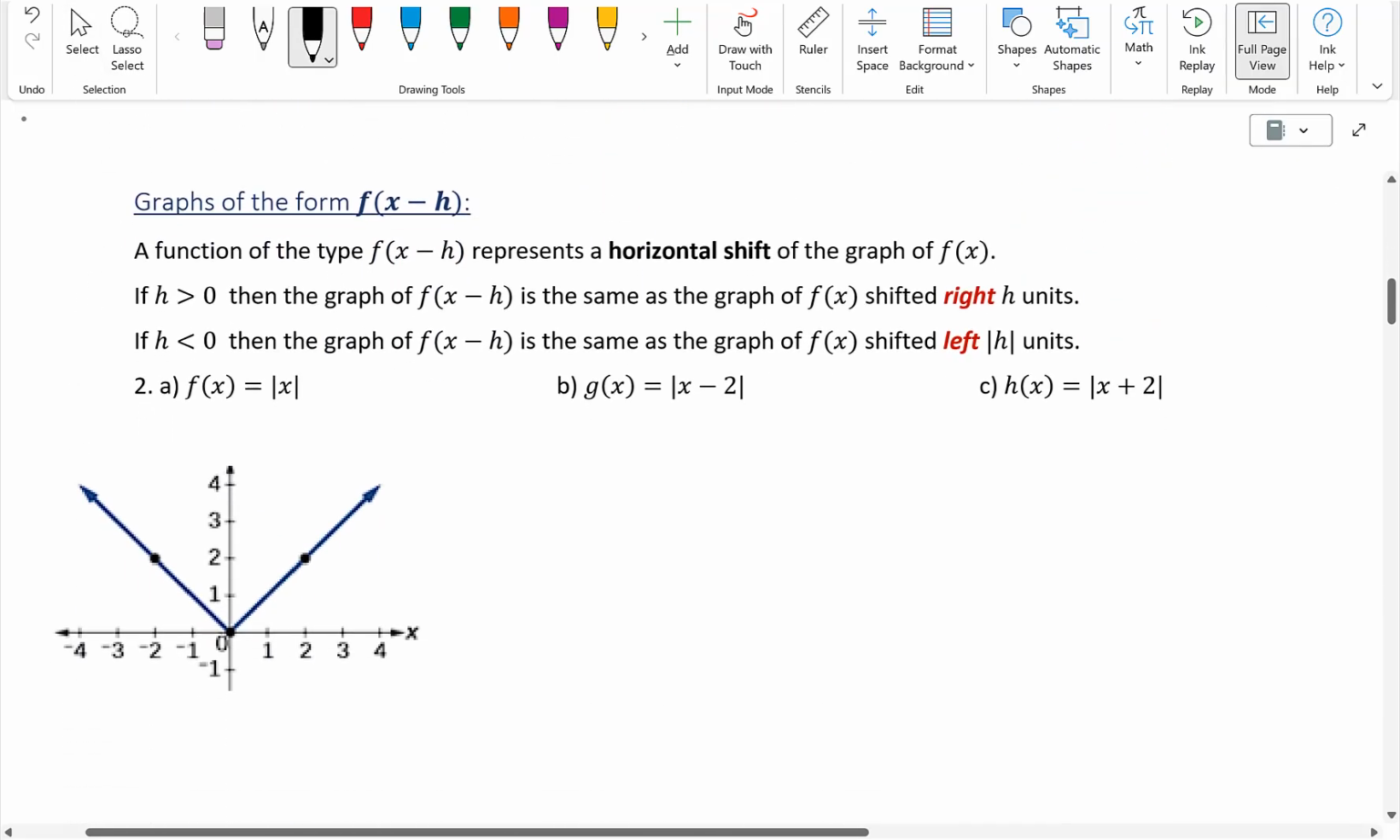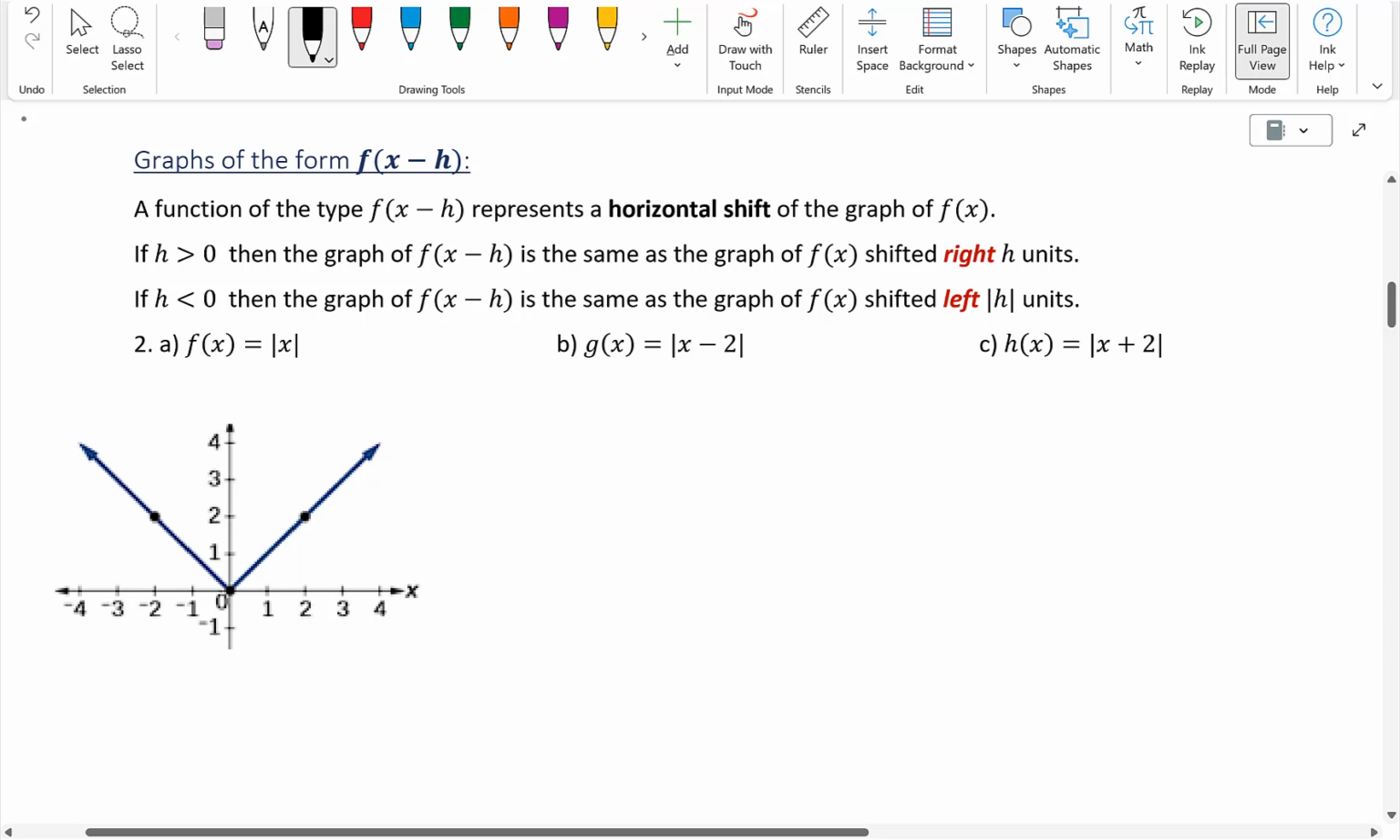For graphs of the form f of x minus h, a function of the type f of x minus h represents a horizontal shift of the graph of f of x. So we really want to focus on the difference of being inside or outside that base function. So inside the squaring, or inside the absolute value here, underneath or outside the square root. Everything inside is going to affect x, everything outside is going to affect y.